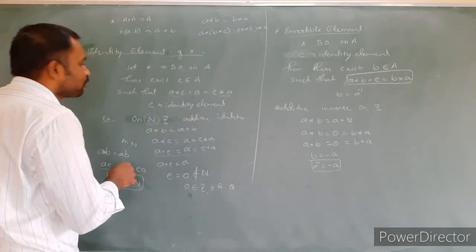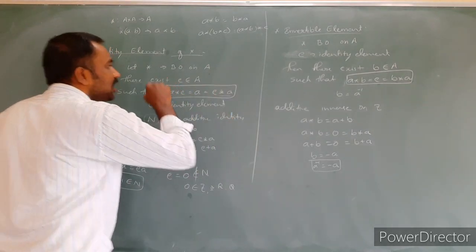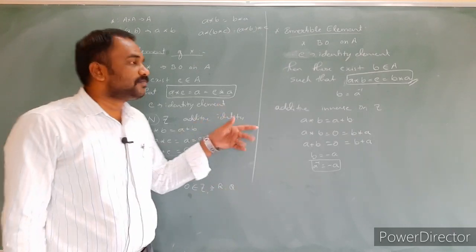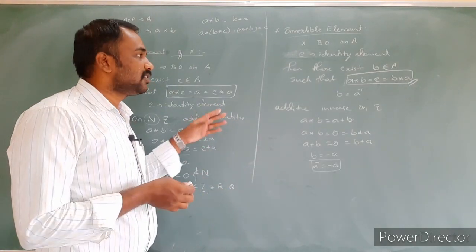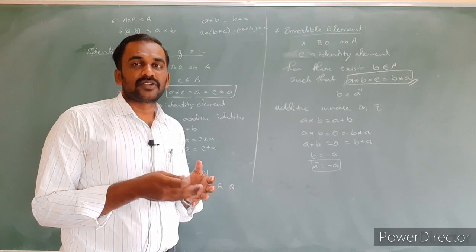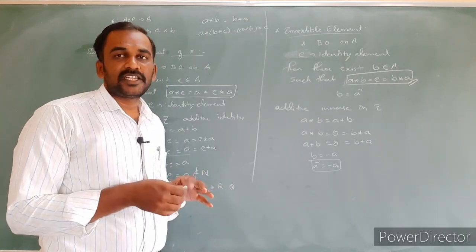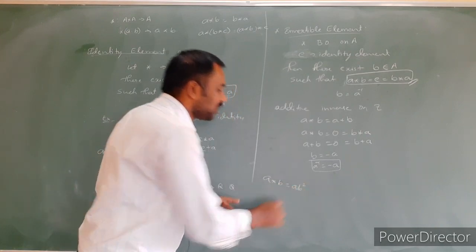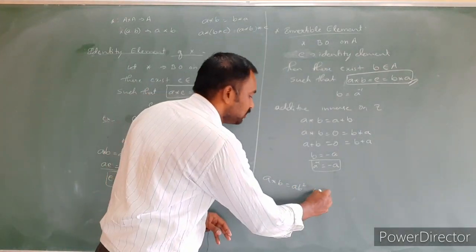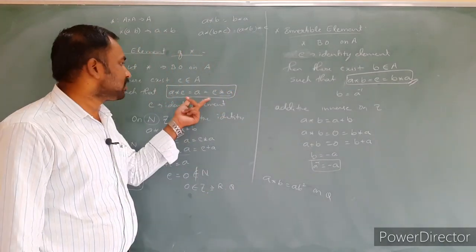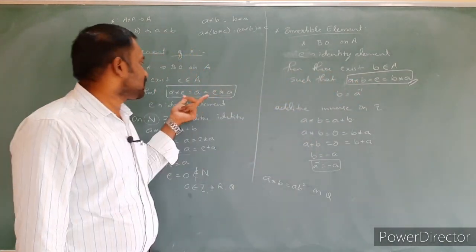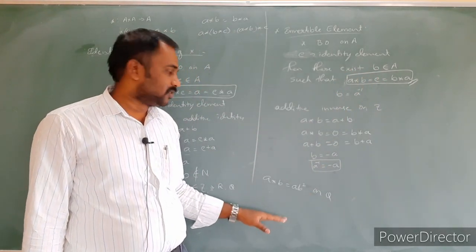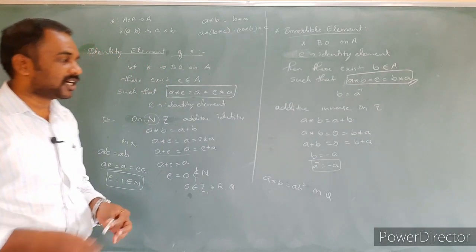Very important point. Just remember the identity element definition and the invertible element definition. Very important question, because they will ask that. How will they ask the question? Find the identity element of the binary operation A star B is equal to AB square on the set of rational numbers. If you remember the identity element definition as well as the invertible element definition, we can easily find it. Based on this, we will take the example.